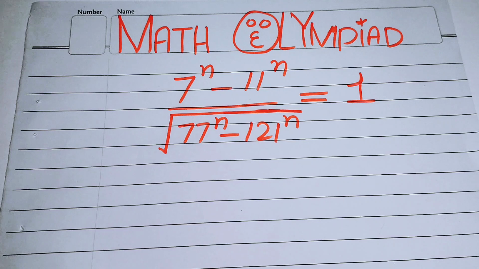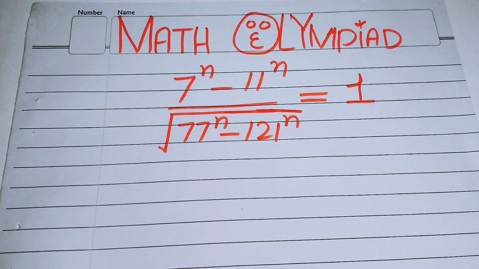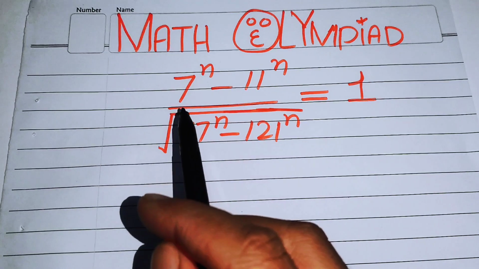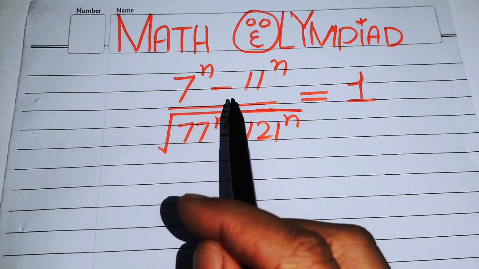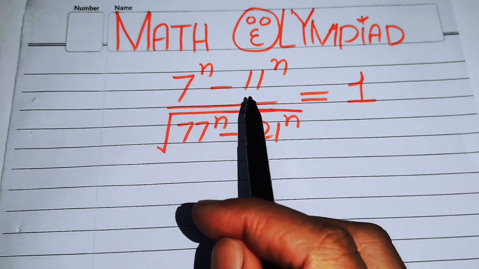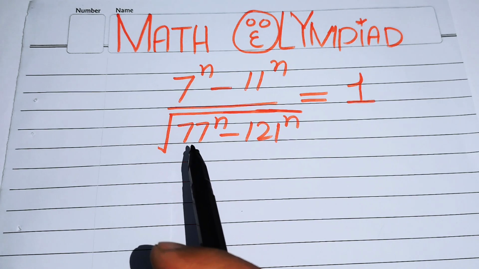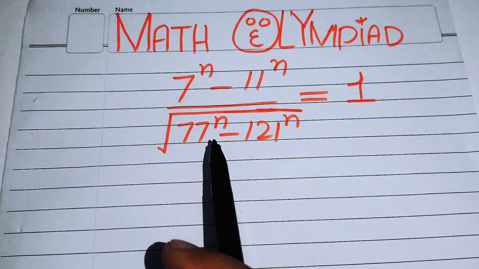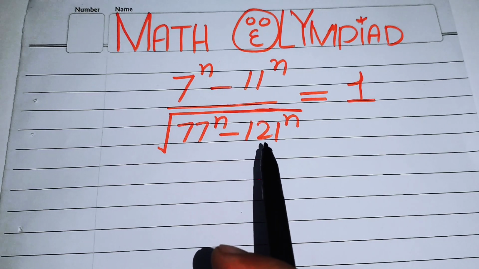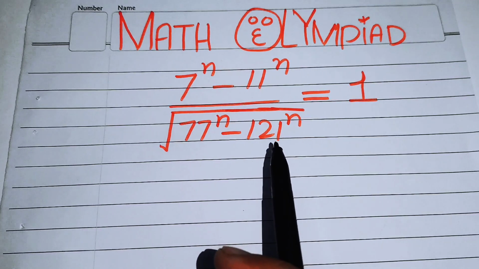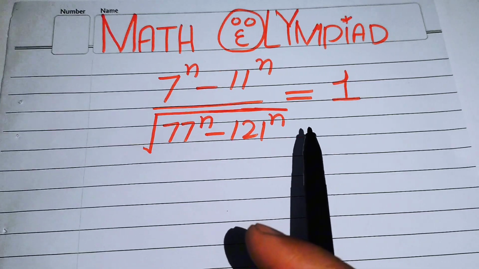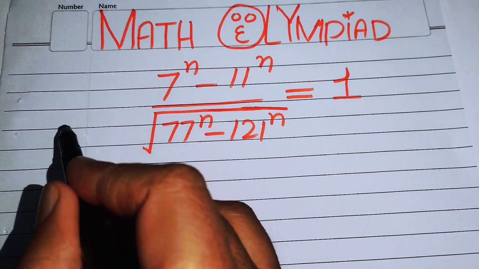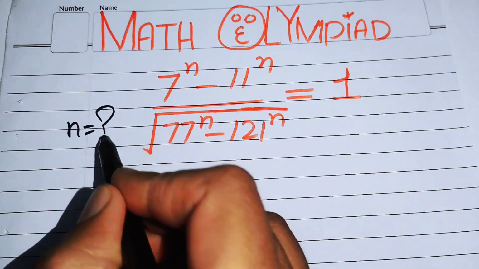In this video we are going to solve this nice algebra problem, and here we have (7^n - 11^n) over the square root of (77^n - 121^n) equals 1, and we will solve this problem for the values of n.